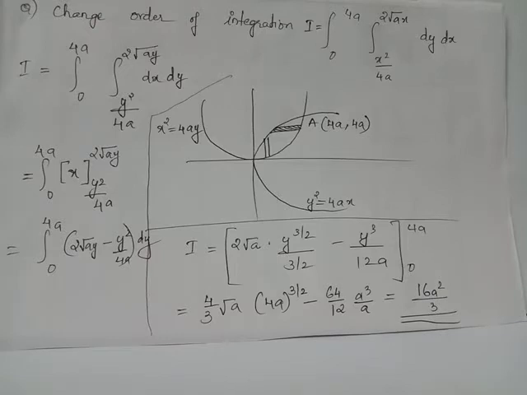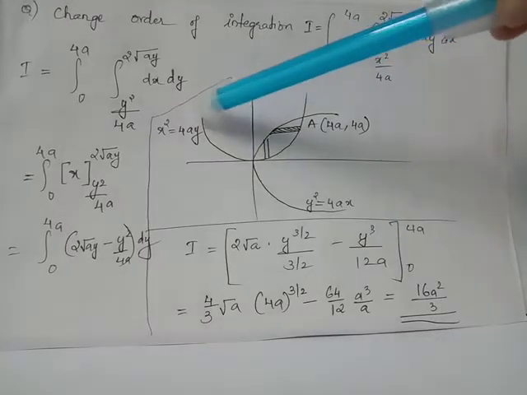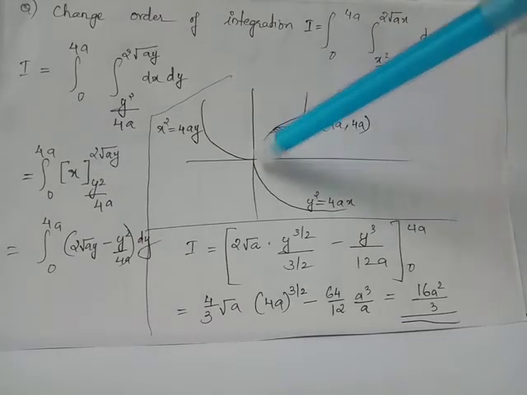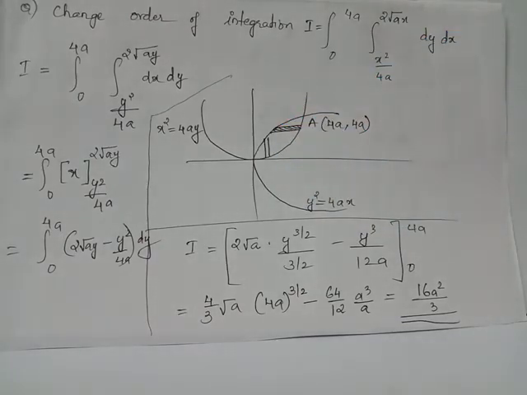We have y equals x square by 4a, which can be written as x square equals 4ay, which is this parabola, and we have y equals 2 times root of ax, which when squared on both sides will give us y square equals 4ax, which is this parabola. These two parabolas are the boundaries which intersect at 0, 0 as well as at the point 4a, 4a.